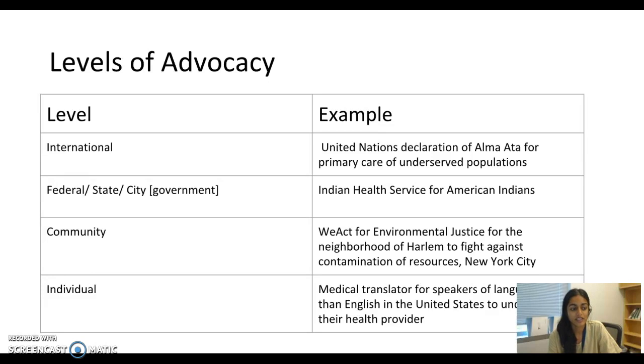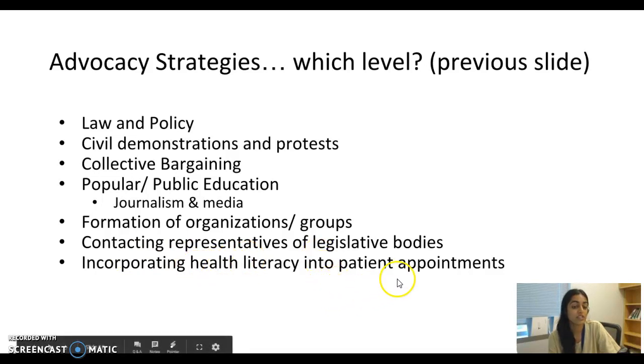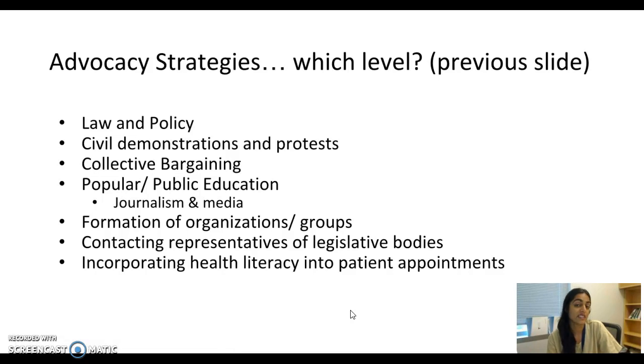So next, in part 2 of our lecture, we'll talk about advocacy strategies. So until you watch the next one, think about these different levels: law and policy, civil demonstrations, collective bargaining, popular and public education, which we'll be doing a lot of in this class, formation of groups, organizations, contacting representatives, incorporating health literacy into patient appointments. At what level are these strategies aimed at and implemented? So we'll see.